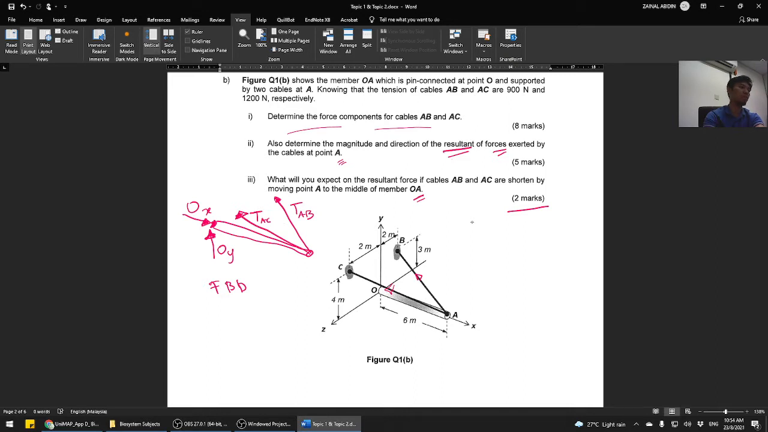So the first thing first, you need to know the vector of the AB. Where's the AB? The vector of AB. Put it I, J, okay. The best way to solve this question is using vector analysis. So the I is 6 from X, positive 6. The y at point B is positive 3, and the z is 2.